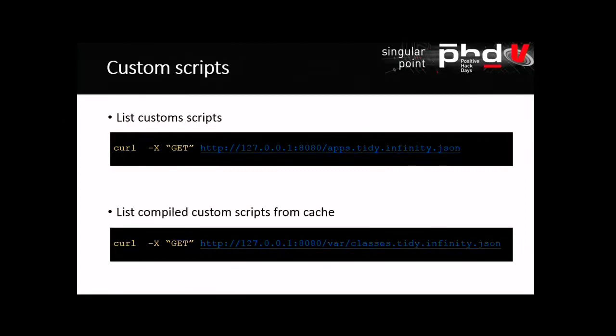How to get custom JSP scripts. Again, there's a special element called apps. We dump its content, and we get a list of custom scripts. As usual, access to this element is filtered by the settings.